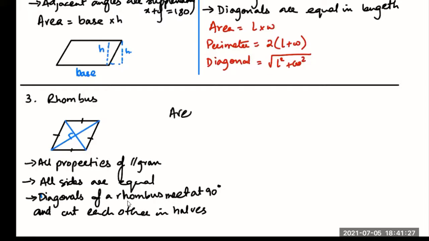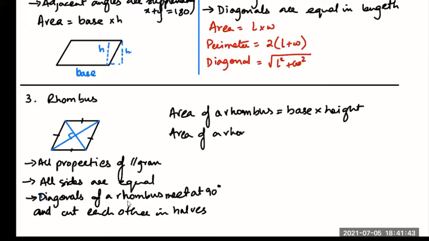Okay, what's the area of a rhombus? Either I can call it base into height, or the better formula that you will sometimes come across is that the area of a rhombus is diagonal 1 into diagonal 2 divided by 2.